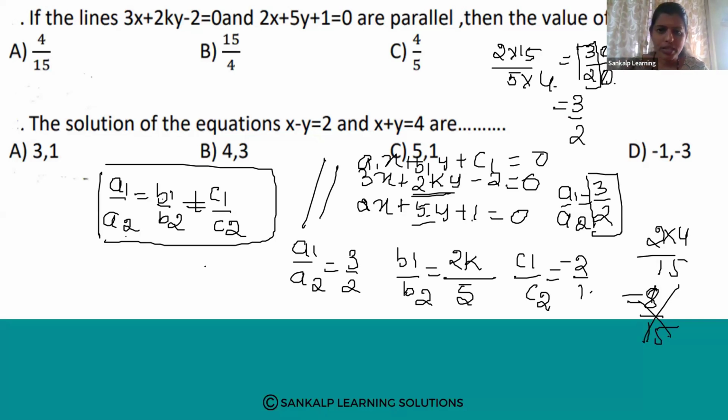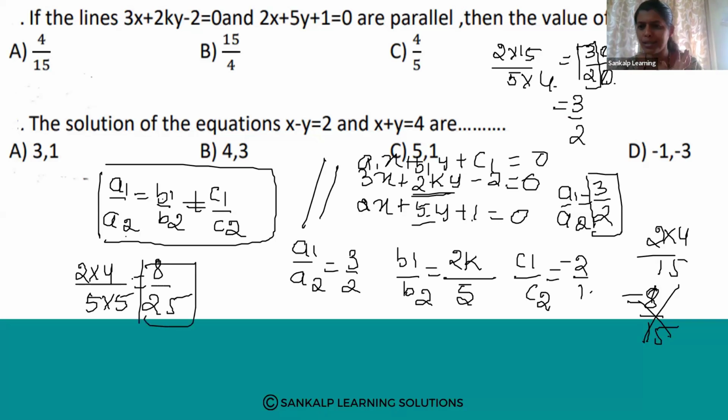Check with C also. 2 into 4 divided by 5 into 4 by 5: 5 into 5 gives 8 divided by 25. If you cancel these, you will not get 3 divided by 2. So no need to check other options. Therefore, option B is right. If I multiply K value 15, 2 into 15 is 30 and 5 into 4 is 20, 0 will get cancelled and I will get 3 divided by 2. Therefore, option B is right.